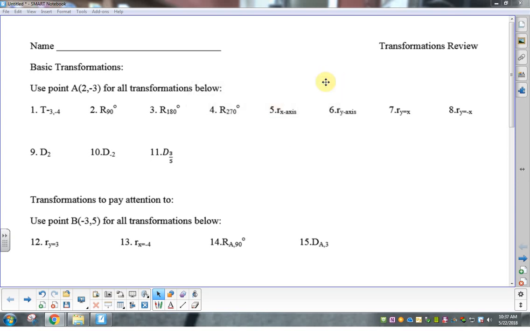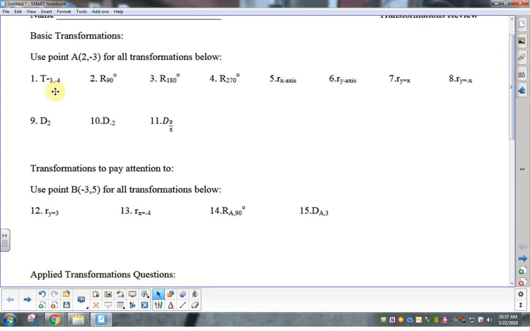Okay, we are reviewing transformations as we head into the Regents exam. So let's just talk about some basic transformations. You should know what all of these are. So when you see the capital T, we're translating point A.